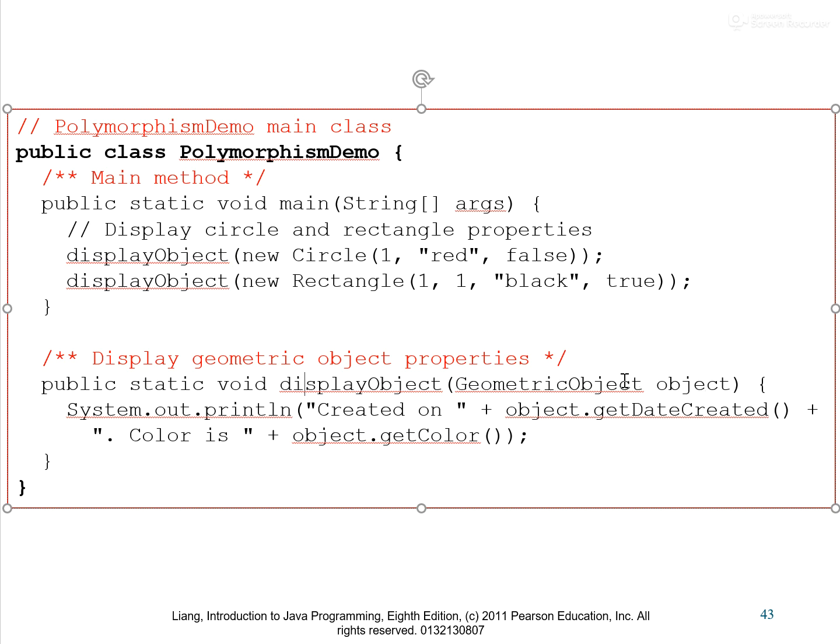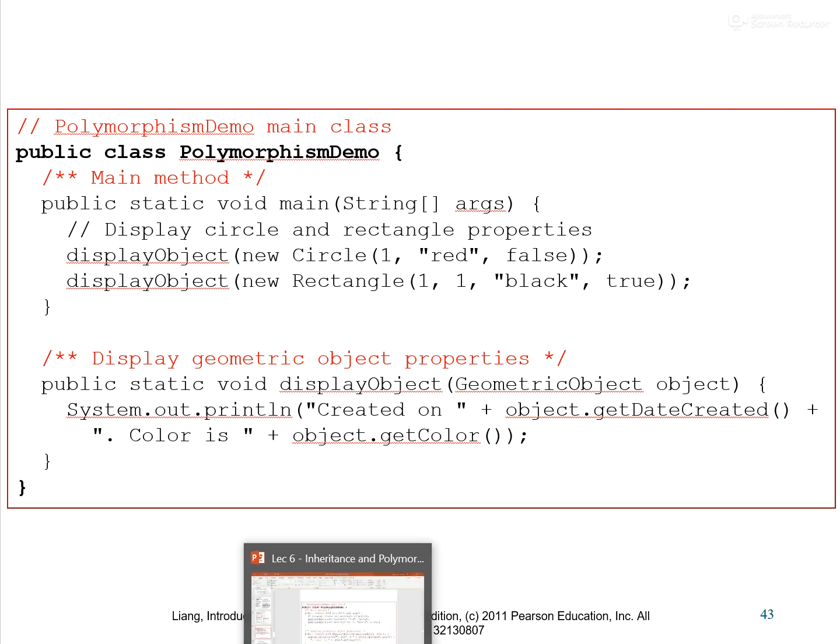Now remember, these 2 methods, getDateCreated and getColor, are inherited from geometric object, but the actual object that I pass it can be a circle or a rectangle. So instead of making separate displayObject methods for every type of subclass, I can again make use of the concept of polymorphism, and for this method I can specify: take any object of type geometric object, or any subclass of it. The concept is exactly the same that we just saw.